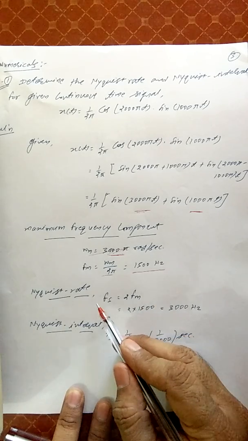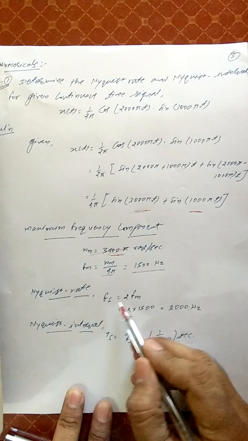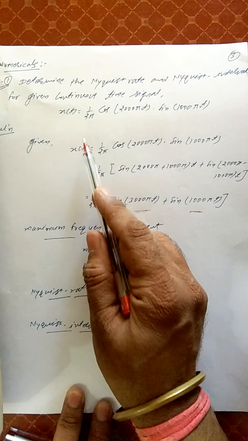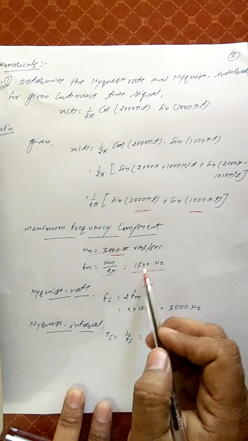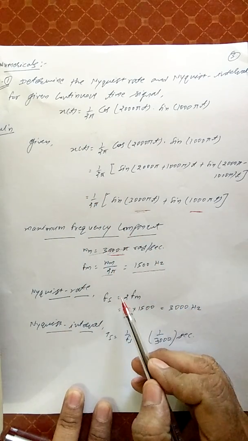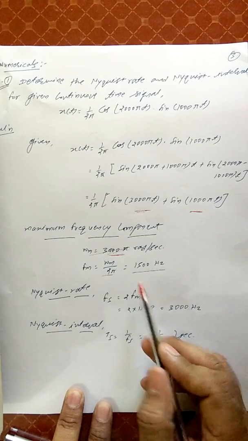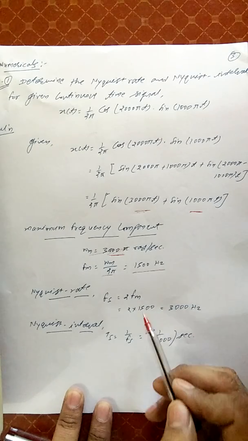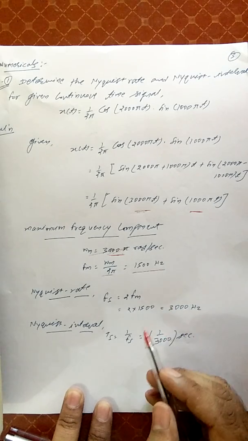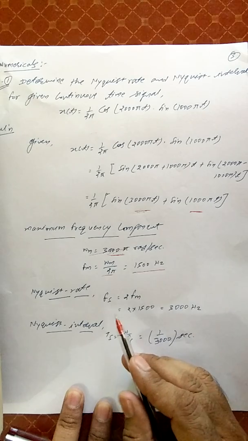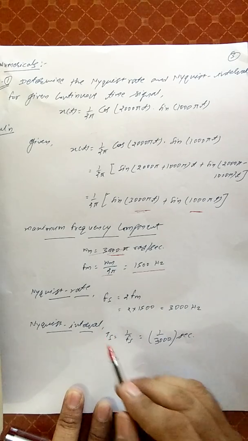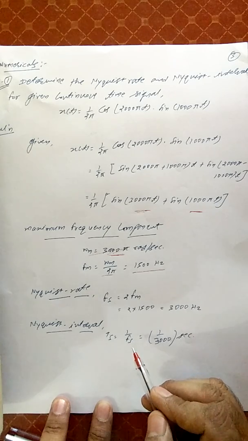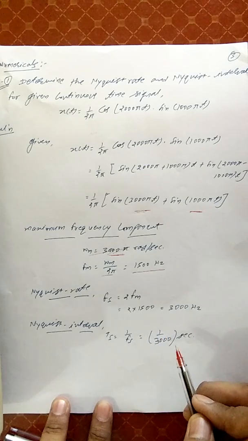As we know, the Nyquist rate fs equals twice the maximum frequency component in the given signal x(t). The maximum frequency component is 1500 hertz, and double of fm is known as the Nyquist rate. So fs equals 2 into 1500, which is 3000 hertz. The Nyquist interval is basically the reciprocal of the Nyquist rate, so Ts equals 1 upon fs, that is 1 upon 3000 second.